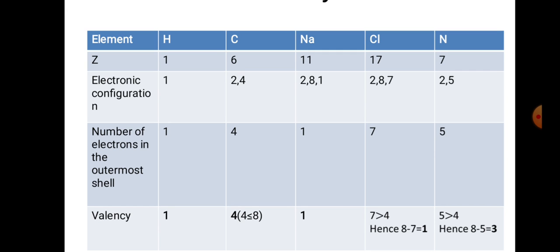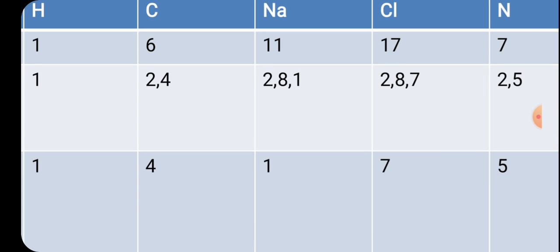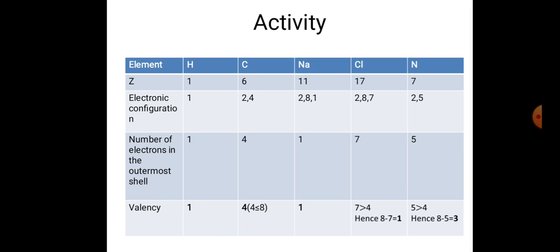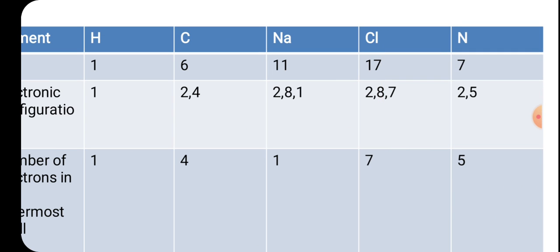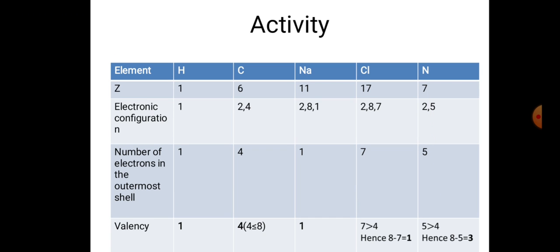Sodium has electronic configuration 2, 8, 1. Last shell has 1 electron and that is the valence electron, and therefore valency of sodium is 1. Chlorine has atomic number 17, electronic configuration is 2, 8, 7. There are 7 valence electrons. And now see here, 7 is greater than 4, and therefore we have to subtract the digit 7 from the digit 8. 8 minus 7 is 1, and therefore chlorine shows valency 1.